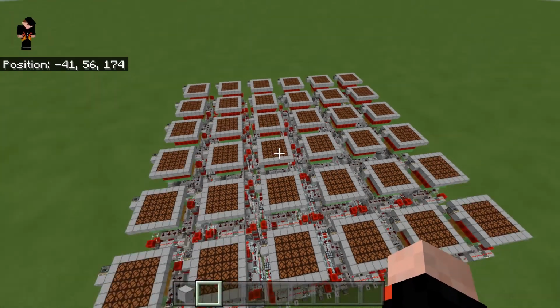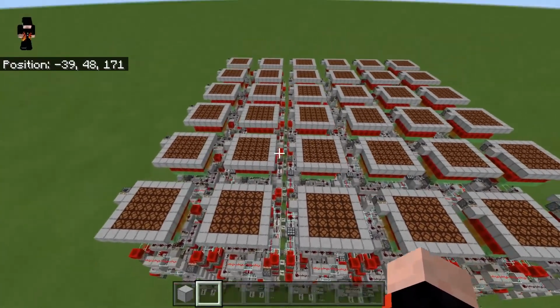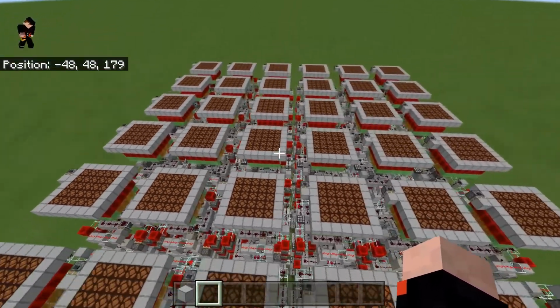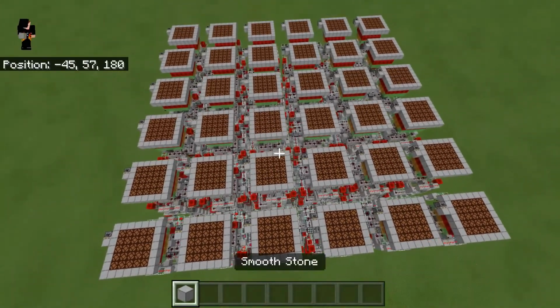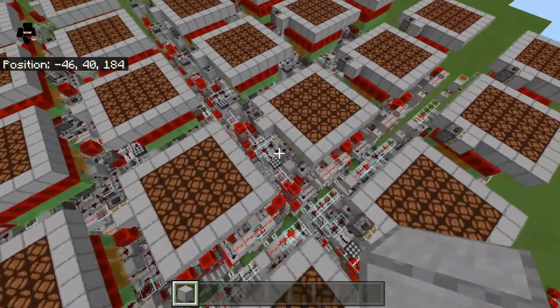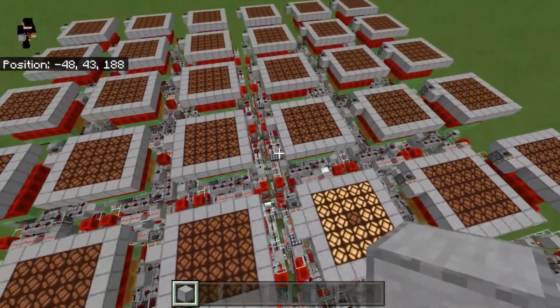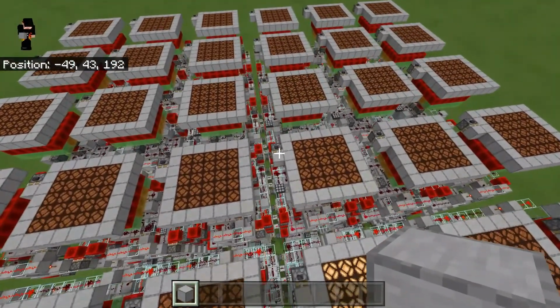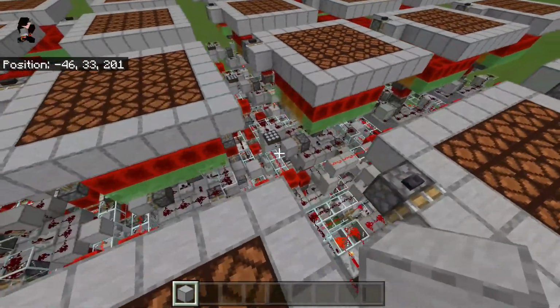Alright, so now what we have here is a grid of 36 cells. Each one of these represents a cell, and as you can see, they are not lit up, therefore they are a dead cell. I can turn them on by placing a block right here. So now, I'm going to turn on a few of them and watch it go.